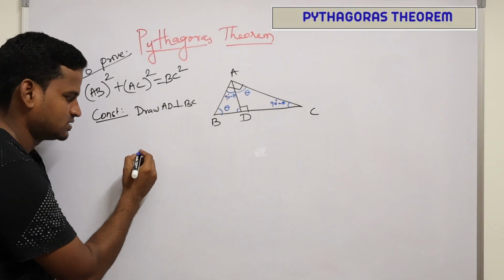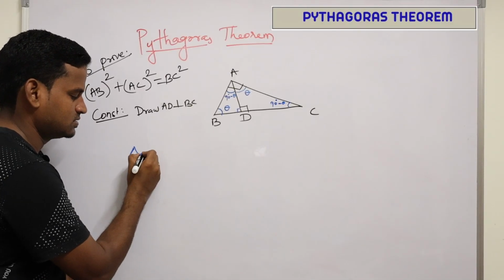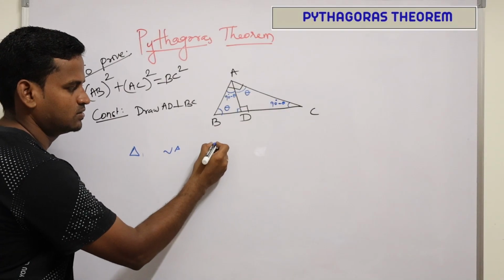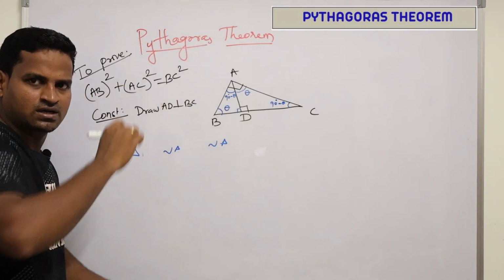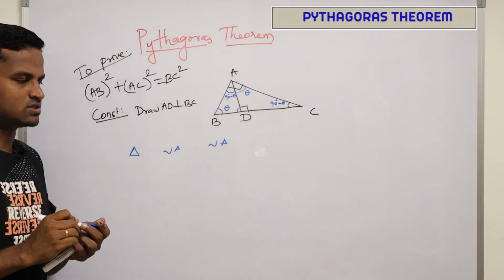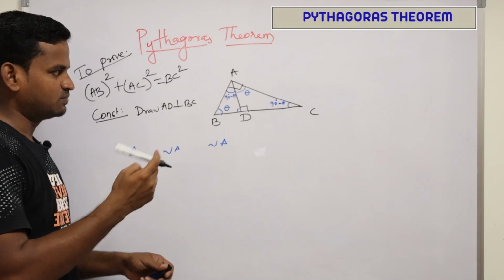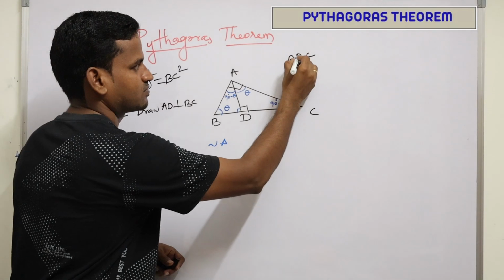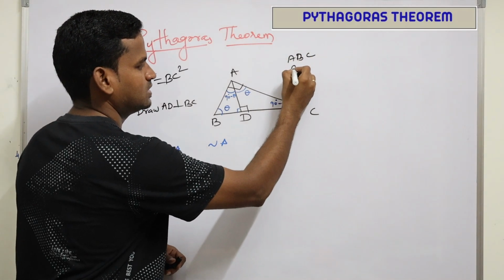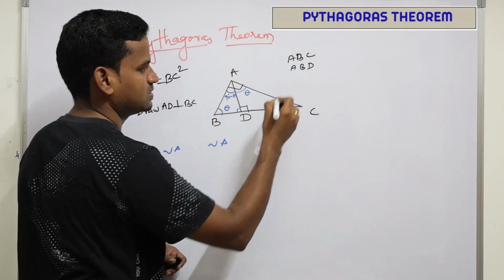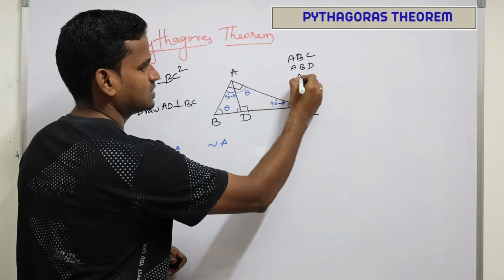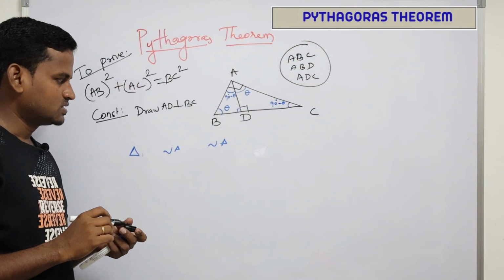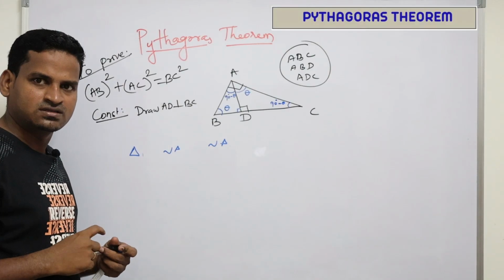Now let me write. Let me take the entire three triangles. The name of the big triangle is ABC, the small triangle is ABD, and the medium triangle is ADC. I'm sure these three triangles are similar.